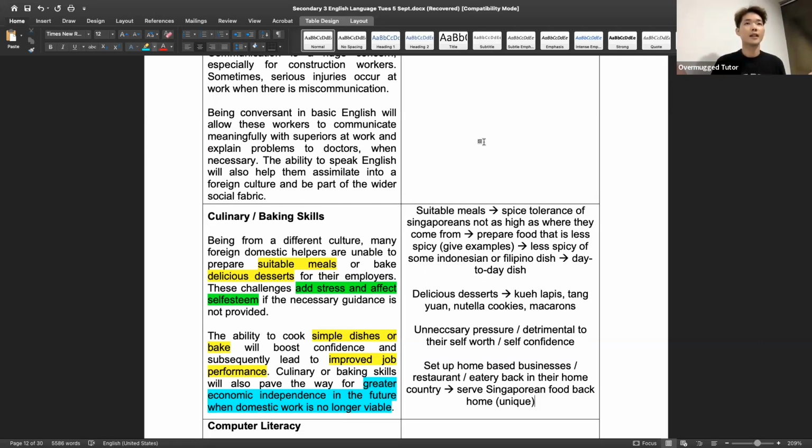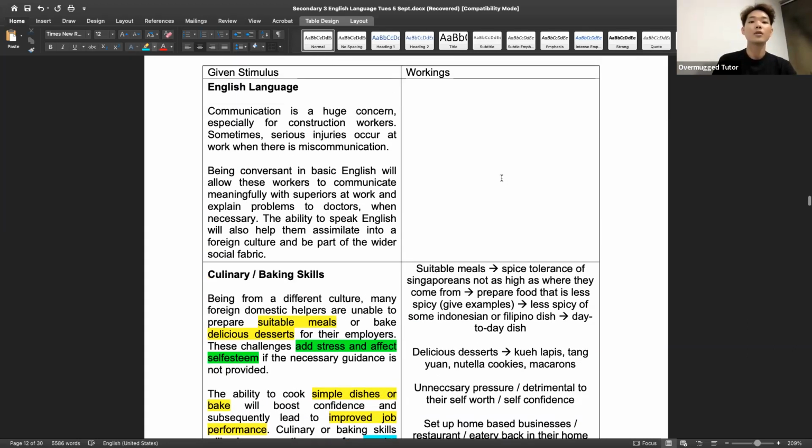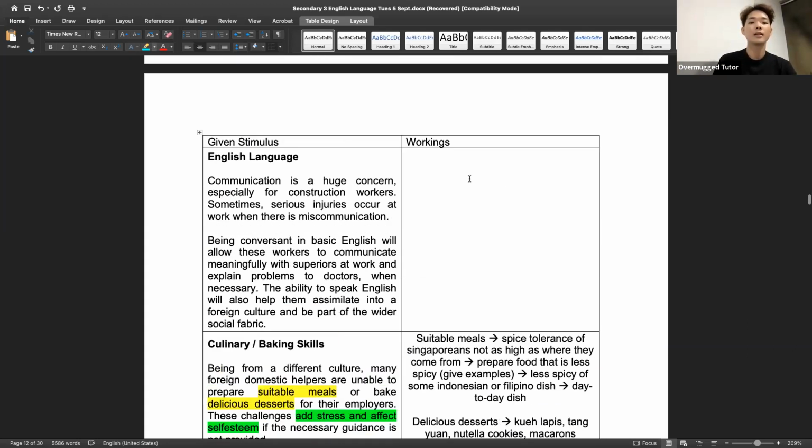Okay, 5 seconds, then I will move on. 5, 4, 3, 2, 1. Okay, move on. So take 5 minutes to do this, please. Go and come up with your own workings. 5 minutes to write your own paragraph development. You can do it in point form.